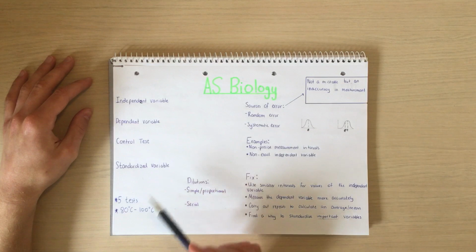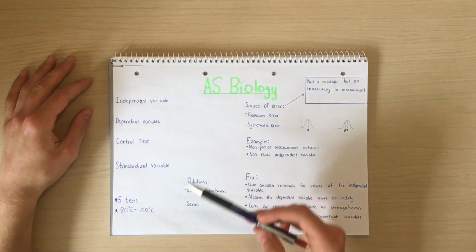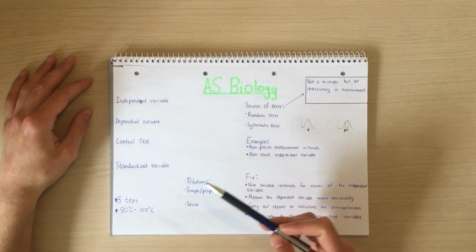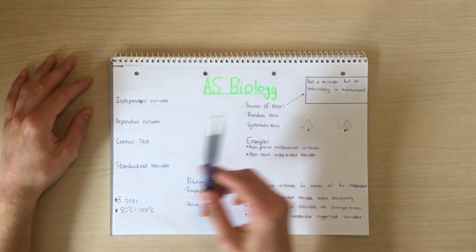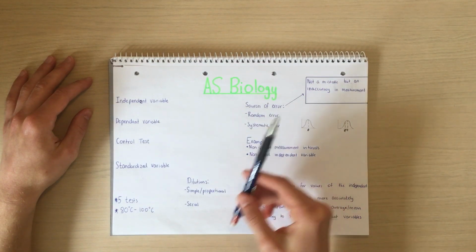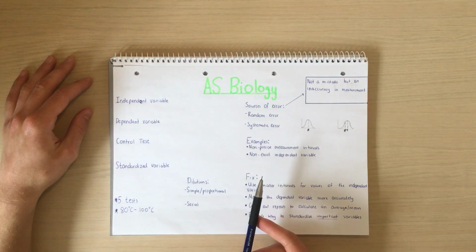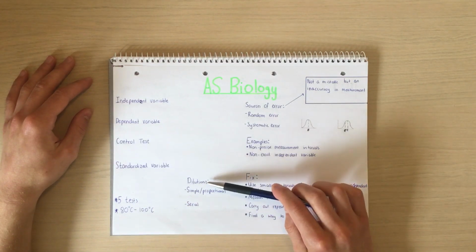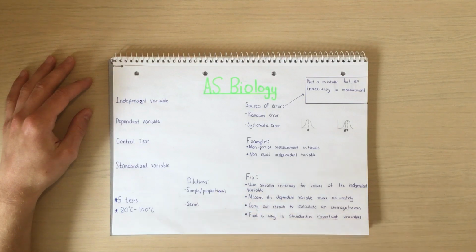A standardized variable would be the temperature, for example, because pH affects enzyme activity, so does temperature. So if we want to see only the effect of pH on the enzyme activity, well, we'll want to keep the temperature the same throughout all tests. We have two types of dilutions. We have a simple or proportional dilution, and we have serial dilutions.